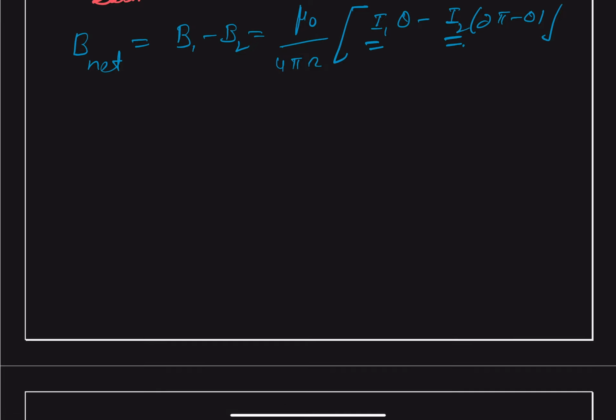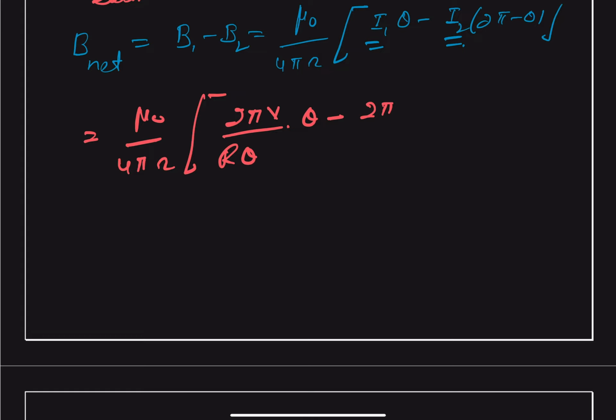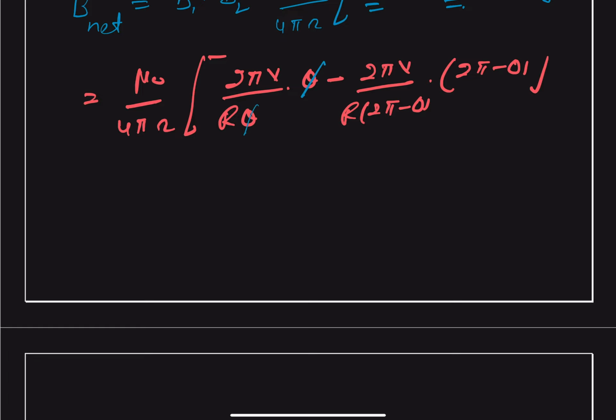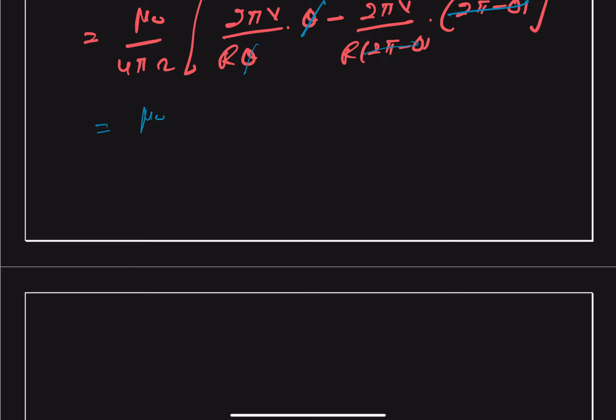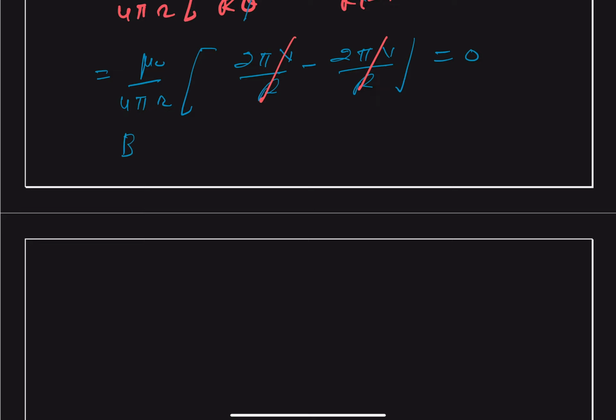So this gives us mu naught upon 4 pi r times I1, which is 2 pi v upon r theta multiplied by theta, minus 2 pi v upon r into 2 pi minus theta multiplied by 2 pi minus theta. And this theta, 2 pi minus theta cancels out, so we get mu naught upon 4 pi r. Here we have 2 pi v upon r minus 2 pi v upon r, and these two also cancel out. Therefore, the net magnetic field at the center will be equal to 0.